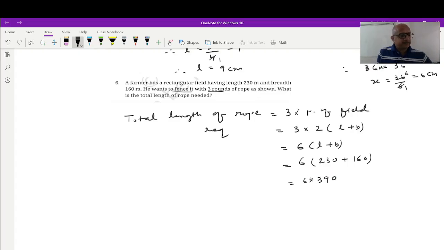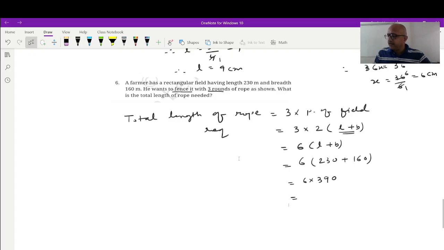Is that clear? So why we have done 3 into? Because total 3 rounds of the rectangular field. Then the perimeter of rectangle is 2 in a bracket L plus B. According to BODMAS, we can multiply this because multiplication has the higher priority than the plus. Or we can solve this bracket first. So here 2 3s are 6. Then length is 230 and this is 160. So now multiply this by 6, right?